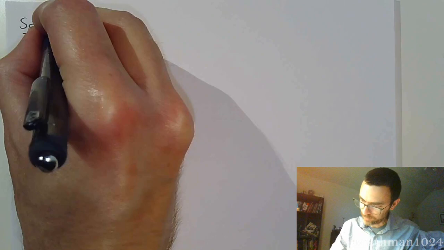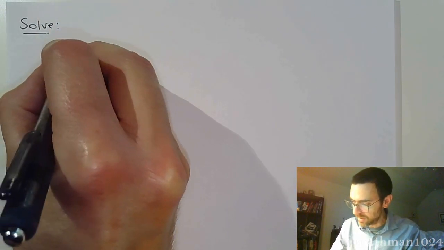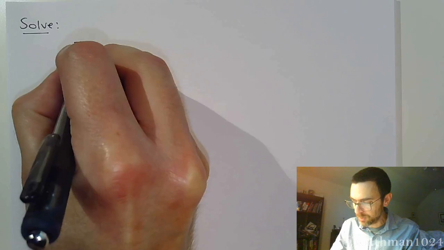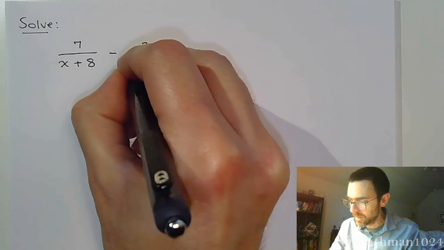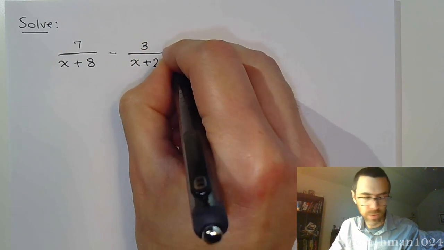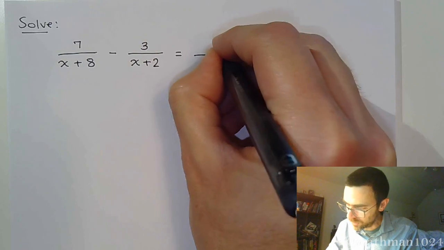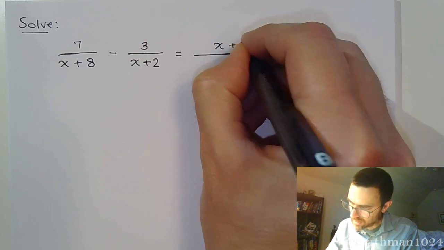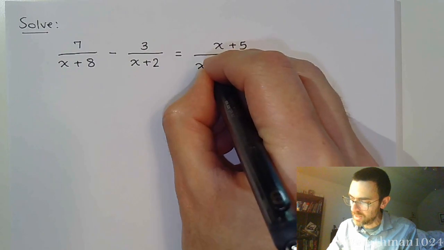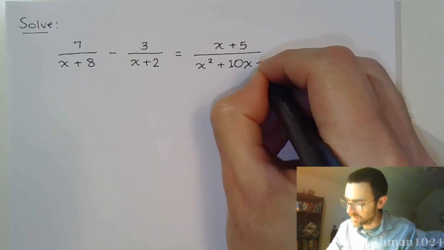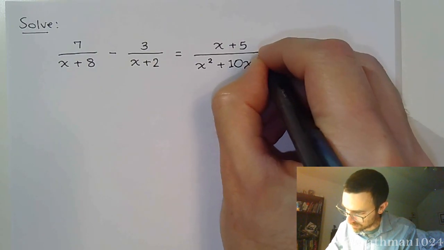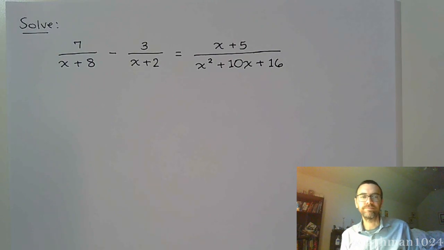For example, if I take 7 divided by x plus 8 minus 3 over x plus 2, and this is equal to x plus 5 divided by x squared plus 10x plus 16. Okay, it does look more complicated, but it really isn't that bad.